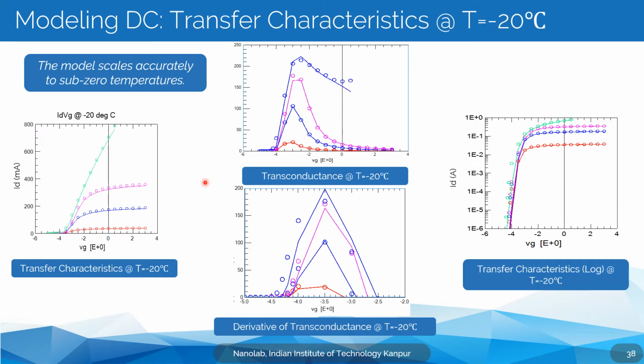Now this is the transfer characteristics of the device at -20 degrees. Remember that this is again the same model card. You have not changed anything except the 3 temperature dependent parameters, and you get a very good fit up to the second derivative of the transfer characteristics. And this is the subthreshold characteristics, again a very good fit.